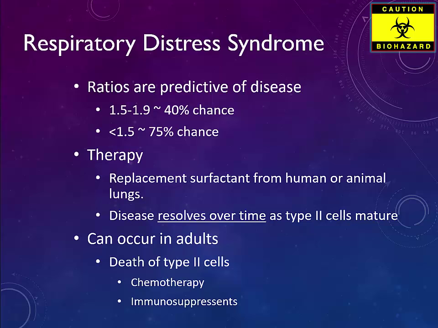And the problem is the type 2 cells of the lung have not fully matured, and it's these cells that produce the surfactant. Therapy in this case is simply replacement surfactant until the type 2 cells mature. It resolves over time. It can occur in adults due to death of type 2 cells, and this can happen from chemotherapeutics. So many cancer treatments are going to cause this type of issue, and immunosuppressants can have this side effect.